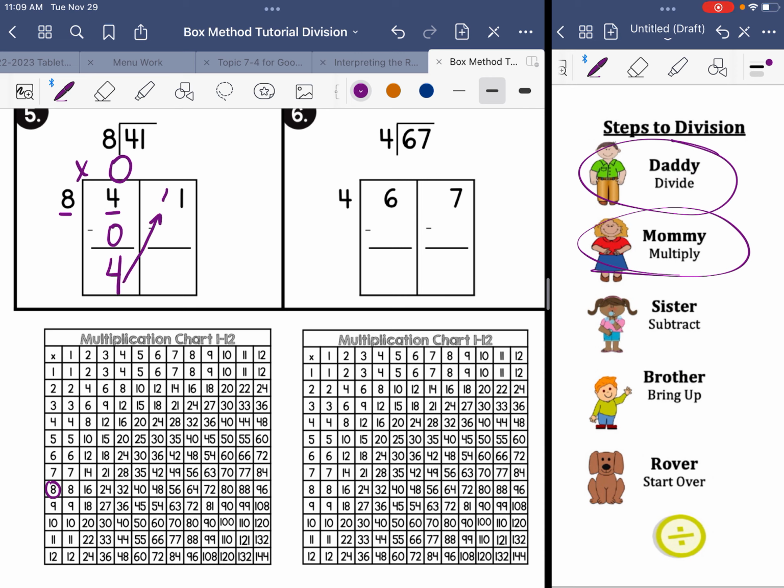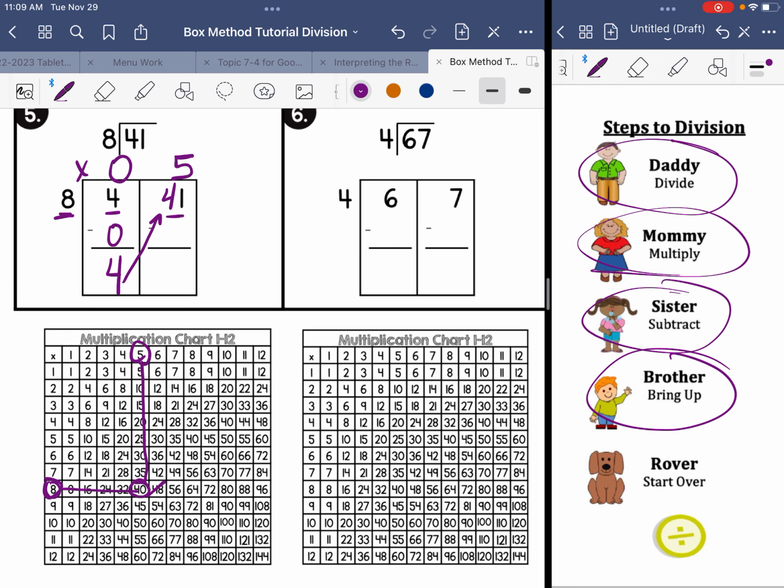Brother bring up the 4. Right? We already did sister subtract. We just did brother bring up. So now we have 41. So how many groups of 8 can we make with 41? So you go to your 8s again and you go find 41 or smaller. It's got to be 40 because 48 is too big. So then we'll go up, up, up, and we have 5. 5 groups. So we put 5 on top.